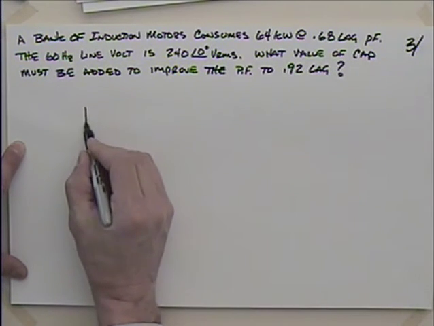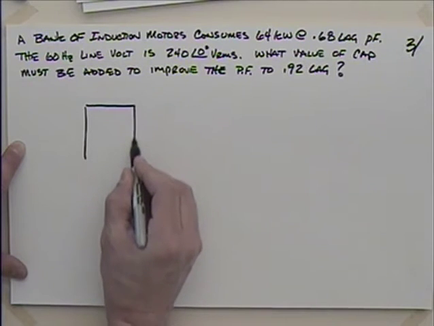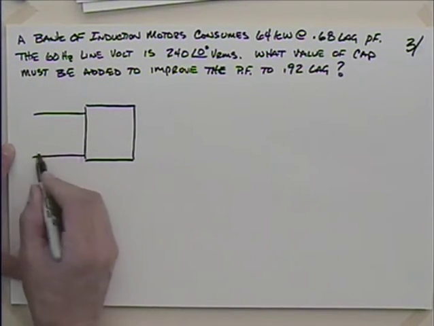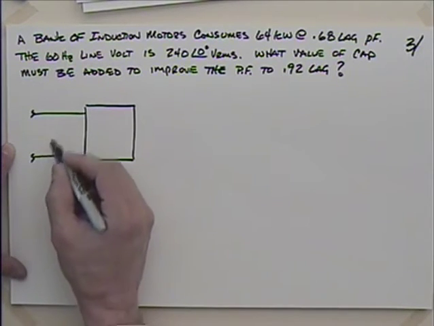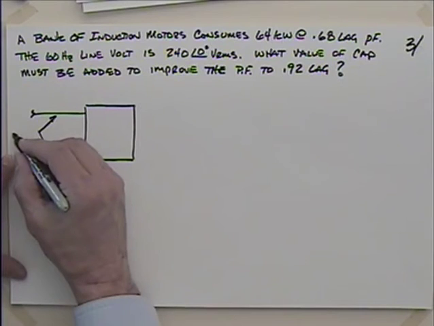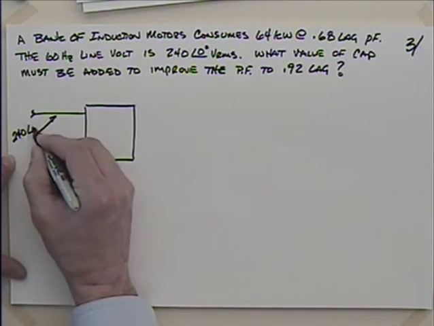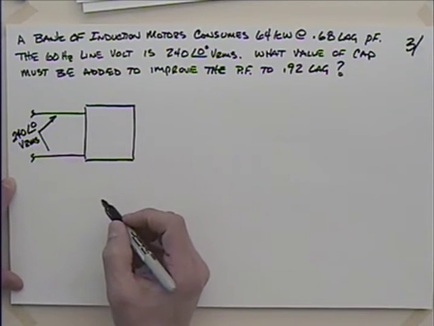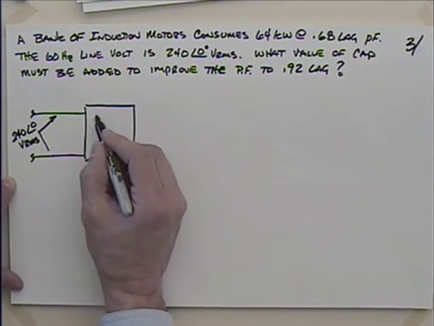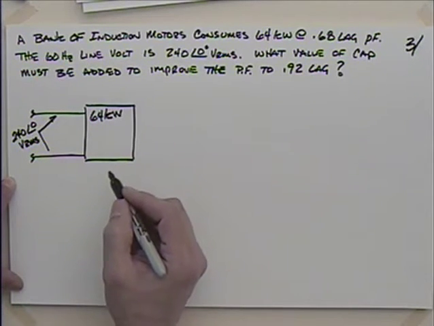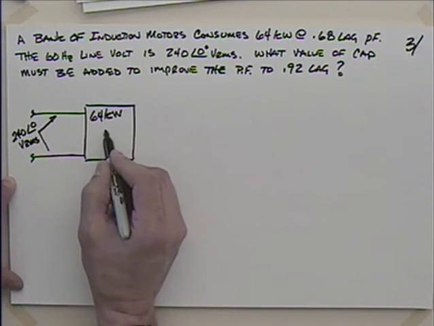So again, a picture. We've got this load here. We've got the line voltage. What did they say that was? 240 at 0 volts RMS. And we have 64 kilowatts. It's a real number, the horizontal portion of the power triangle.